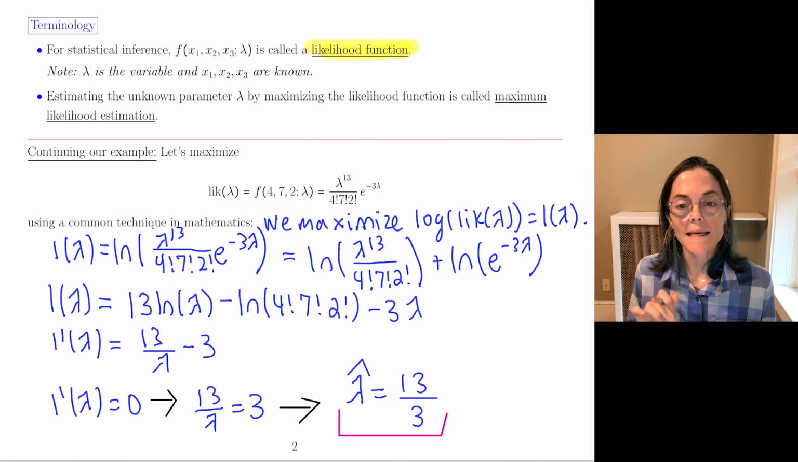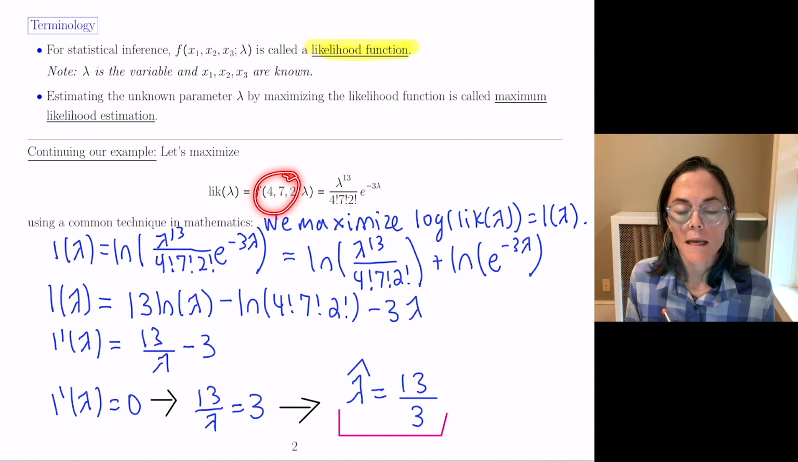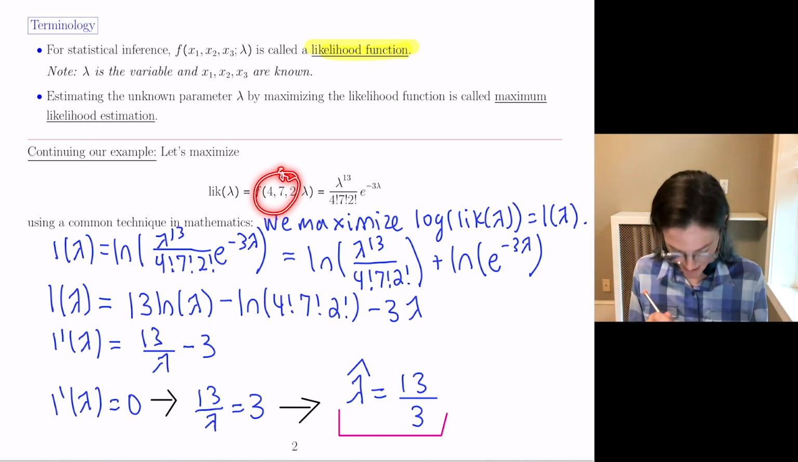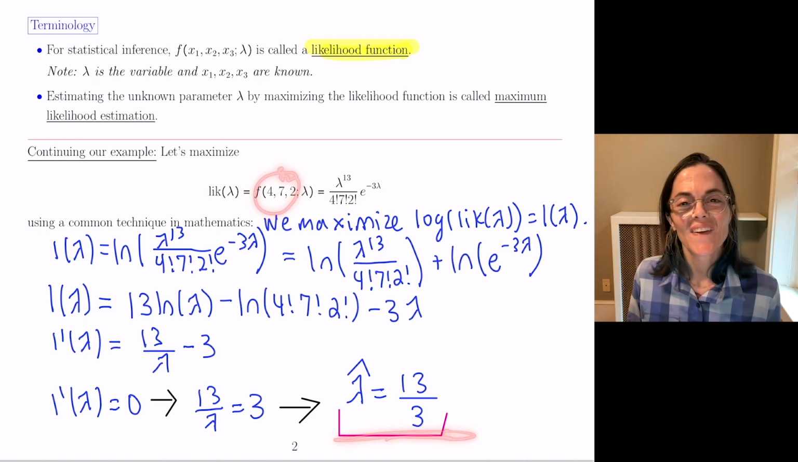Now, you can go back and check here. We have these 3 observations. We can see them here, 4, 7, 2. What is their mean? Well, take 4 plus 7 plus 2, 13, divided by 3. It's exactly this.